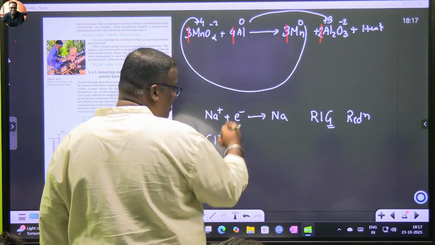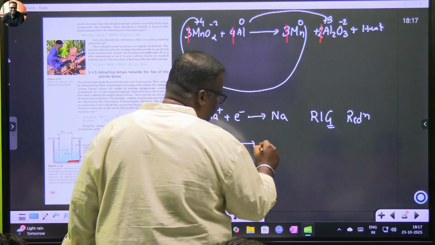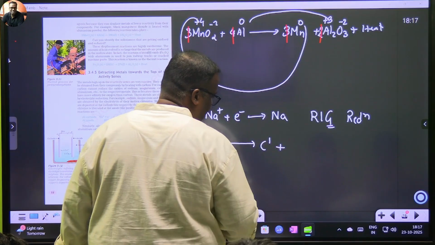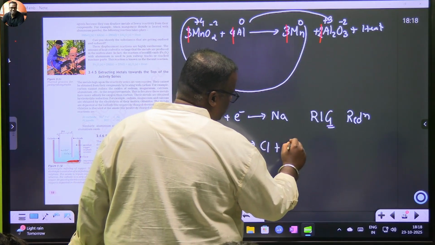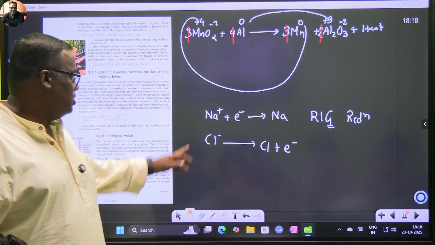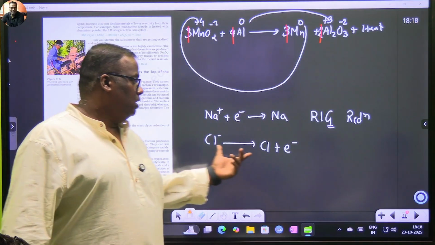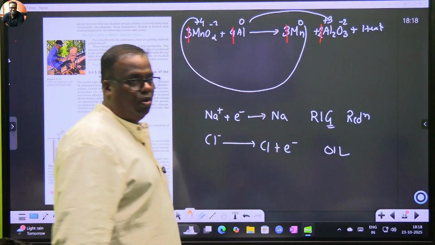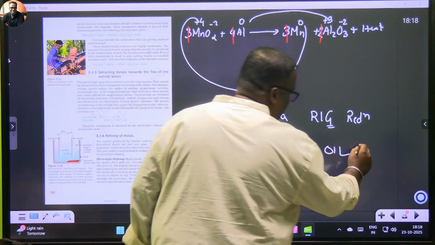Then we will have Cl minus. Where did you get this electron? The chlorine actually lost this electron. Cl minus, this is oxidation. OIL: oxidation is loss of electron. So this process is known as my oxidation.